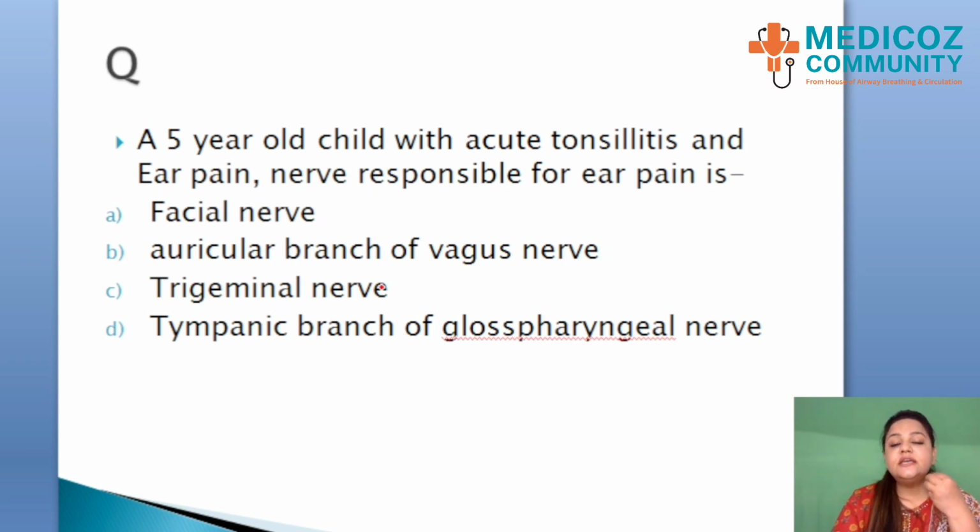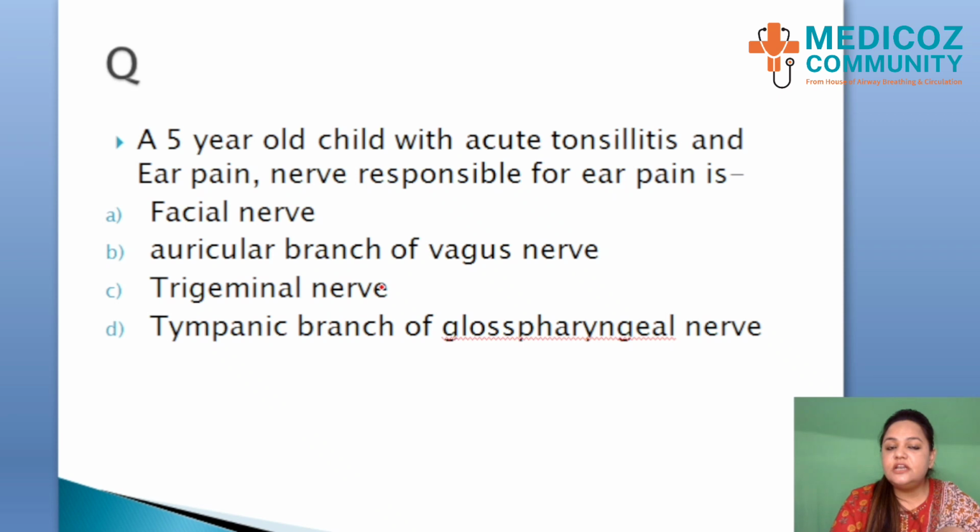So the posterior part of the tongue, or the most posterior part of the oral cavity, where our posterior 1/3 of the tongue is there, the palatine tonsil and soft palate is there. So this all is supplied by the glossopharyngeal nerve. Okay, so the posterior 1/3 part of the tongue, the mucosa over here, the taste sensation and the general sensation, that is carried out by the glossopharyngeal nerve.